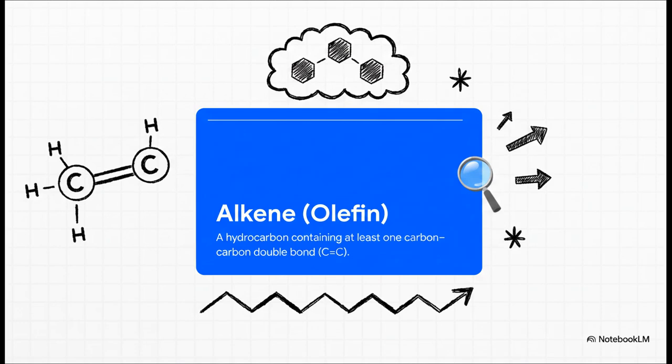Okay, here's the textbook definition you want to have locked and loaded for your exam. An alkene is simply a hydrocarbon that's got at least one carbon-carbon double bond. And hey, you might see them called olefins sometimes, so don't let that throw you off. It means the exact same thing.